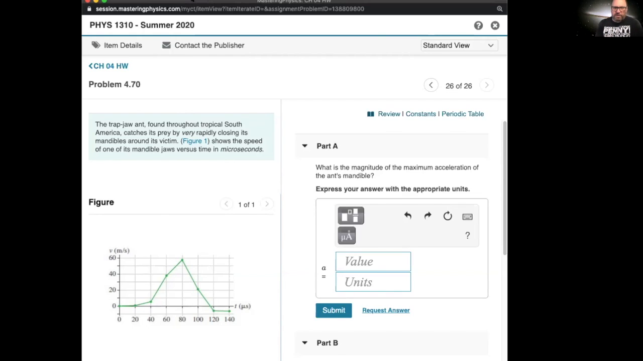Okay, so we want to find the maximum acceleration. Let's take a look at our plot here. The maximum acceleration, how would we find that? Well, over on this axis, we have velocity, which is meters per second. And then over here, we have time in microseconds. We know that acceleration is the change in velocity over time.